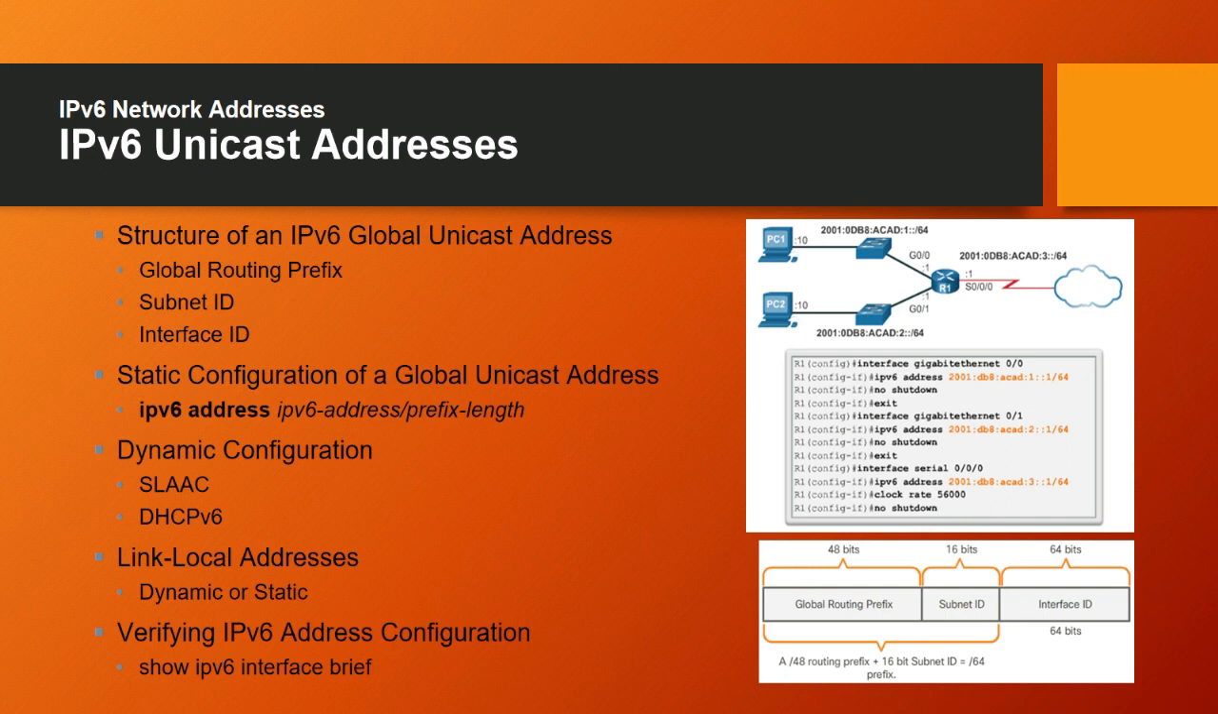Subnet ID. The subnet ID is used by routers to determine the best route between subnetworks. Interface ID. The interface ID identifies an interface of a particular node. An interface ID must be unique within the subnet. IPv6 hosts can use the Neighbor Discovery Protocol to automatically generate their own interface IDs.